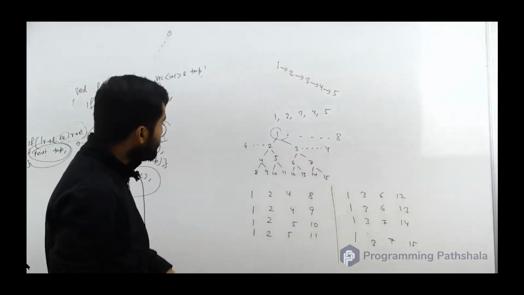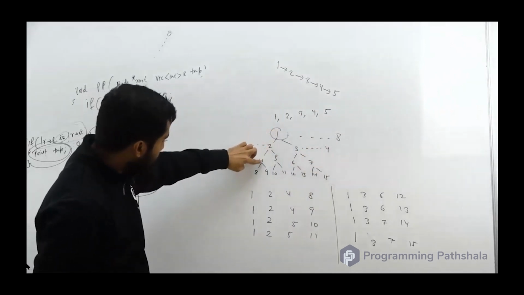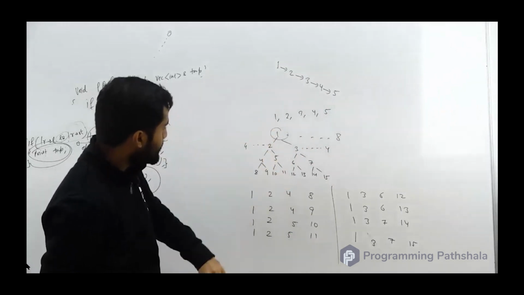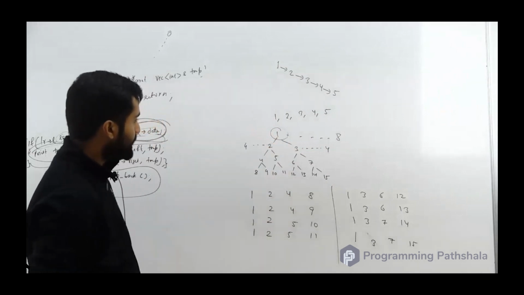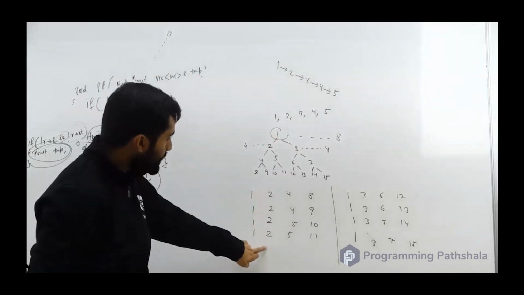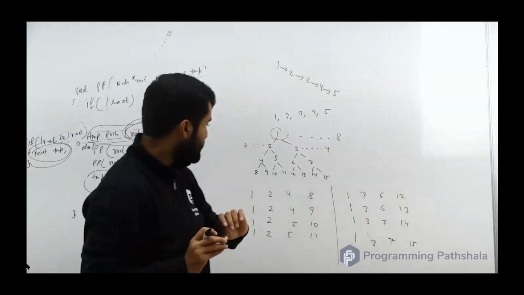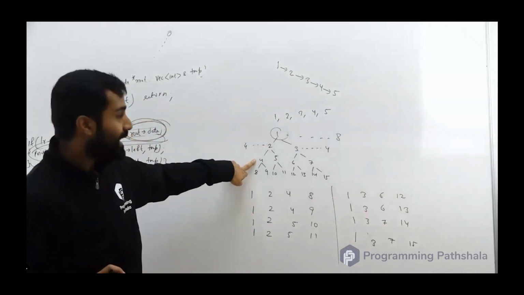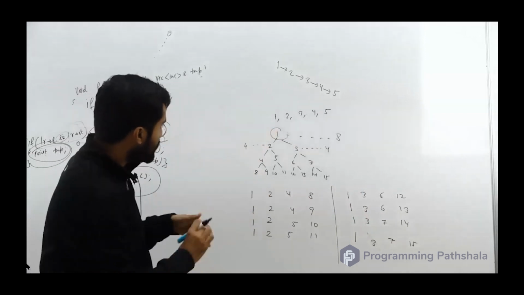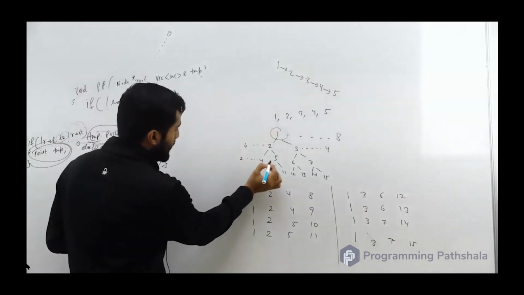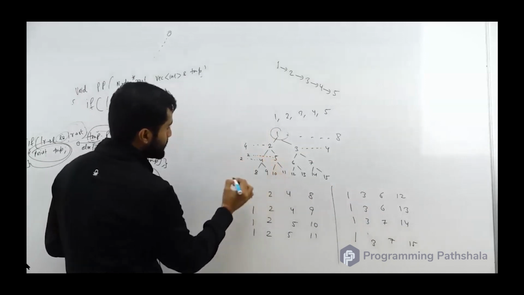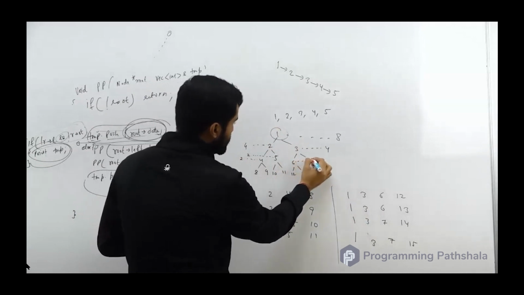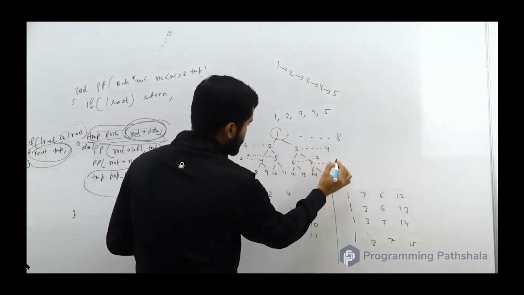Because how many paths cross this 2? 1, 2, 3, and 4. Similarly, there are 4 paths that cross this 3. So you can see that 2 has got printed 4 times, 3 has got printed 4 times. Now, how many times this 4 has got printed? 2 times, because there are 2 paths that cross this 4. So 2 times this 4, and this 5 also has got printed 2 times, because the first path is this, second path is that. Similarly, this 6 also 2 times, and this 7 also 2 times.